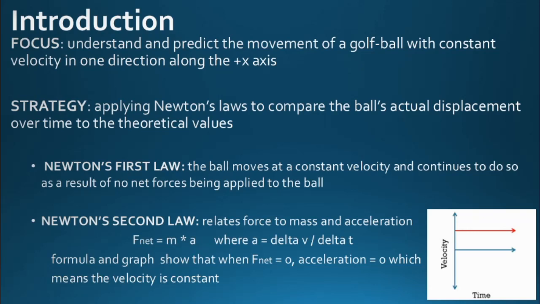Newton's second law is a relationship where force is equal to the product of mass and acceleration. As seen in the formula and acceleration time graph, when acceleration equals 0, velocity is constant. Later in this lab, we will utilize this relationship to predict the ball's future velocity and position in our simulated model.